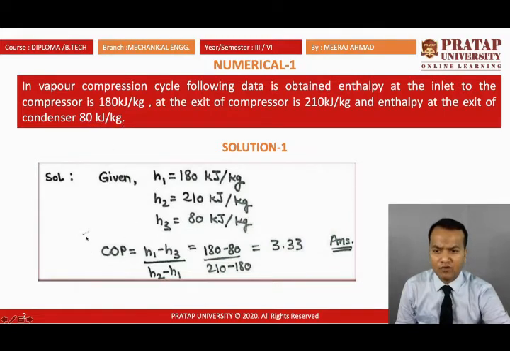So you know the core formula for the VC cycle: COP equals H1 minus H3 divided by H2 minus H1. The numerator is the refrigerant effect, the refrigeration capacity, and the denominator is the work input of the compressor. H1, H2, H3 are given, so put the values of H1, H2, H3 in the COP formula. Then you can find the COP, which is 3.33. So now come to the next numerical.